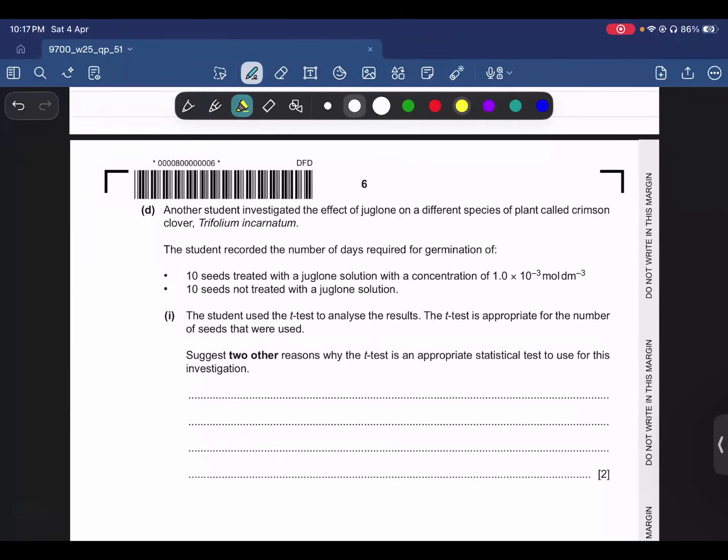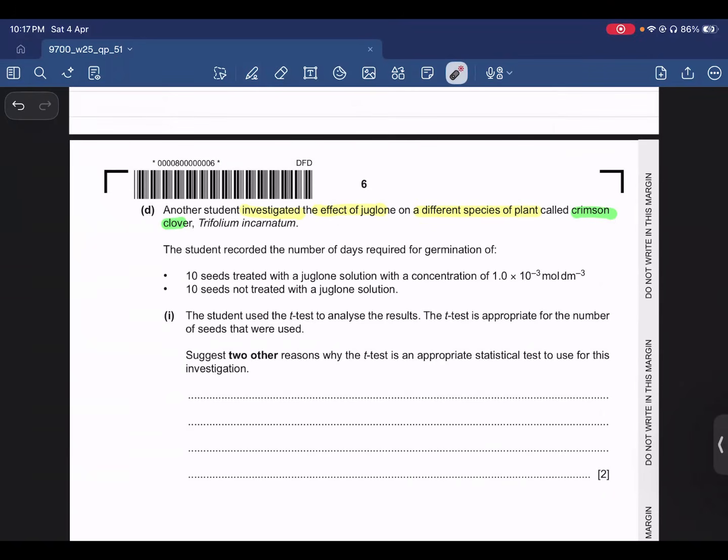Another student investigated the effect of juglone, but this time on a different species of plant. मतलब अब cucumber seeds के साथ वो नहीं कर रहा, a different species called crimson clover. इसका जो binomial naming system में नाम है वो है Trifolium incarnatum. स्टूडेंट ने record किया the number of days, कितने दिन लगते हैं germination में. किस चीज की germination में? पहले तो 10 seeds जिनको treat किया जाए juglone solution जिसकी concentration इतनी है, और फिर ये भी देखा कि कितने दिन लगते हैं ऐसे 10 seeds की germination जिनको juglone के साथ treat नहीं किया जाए.